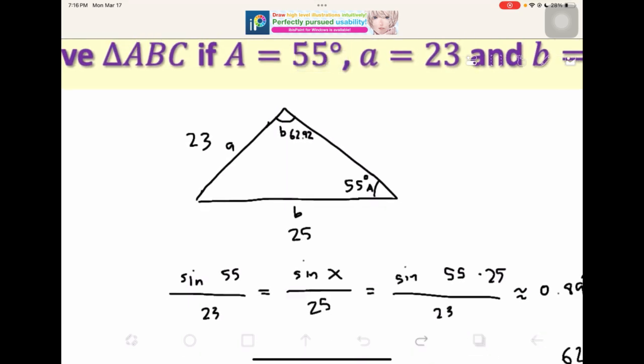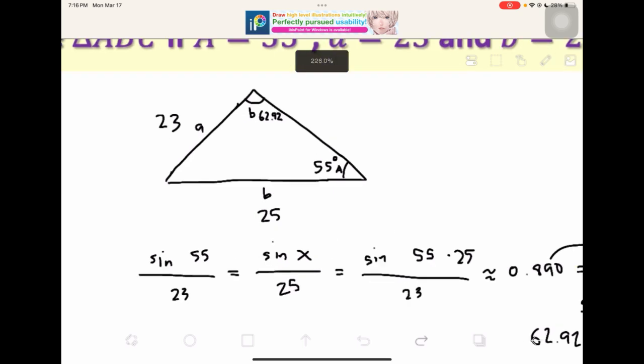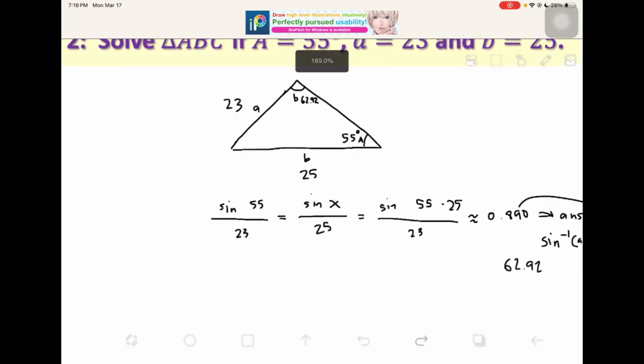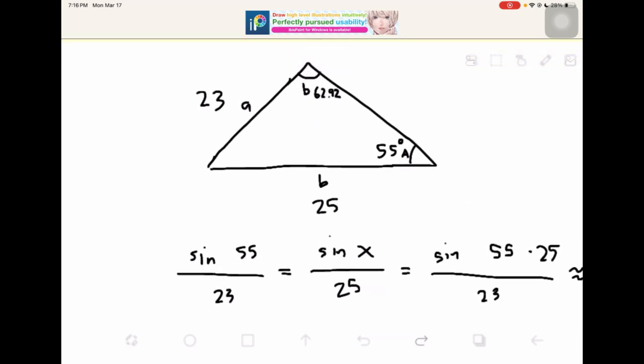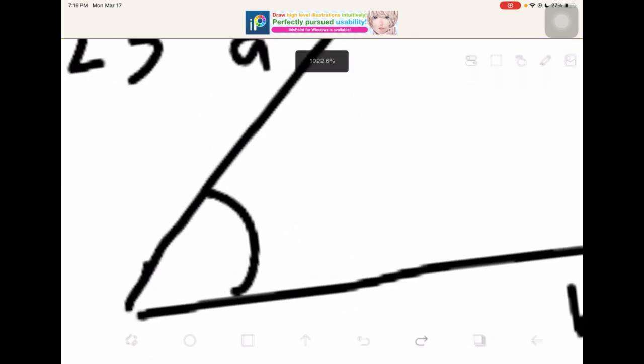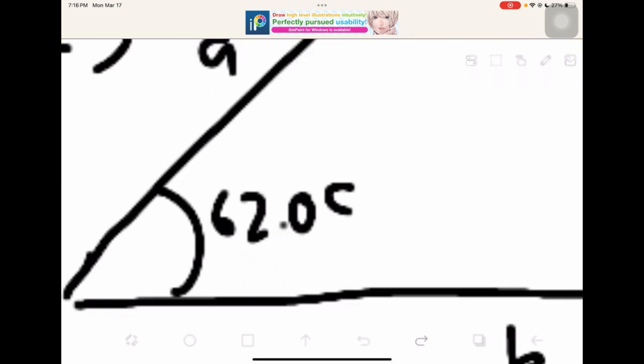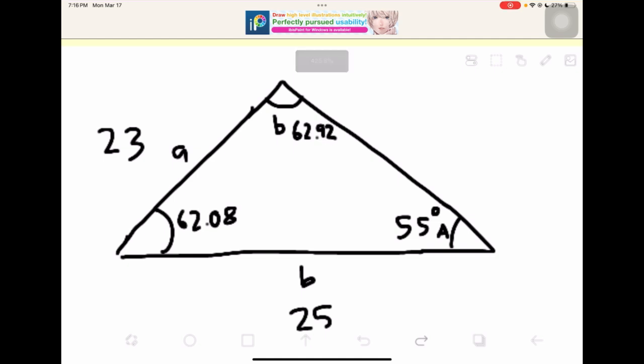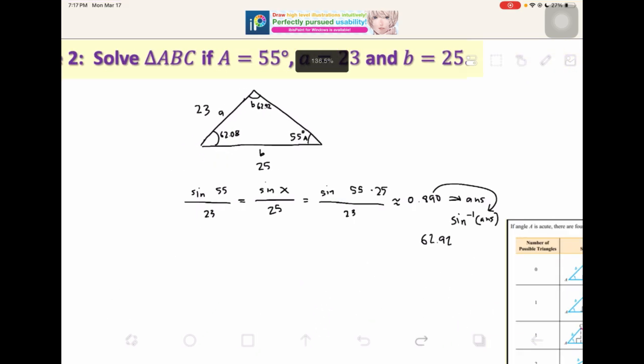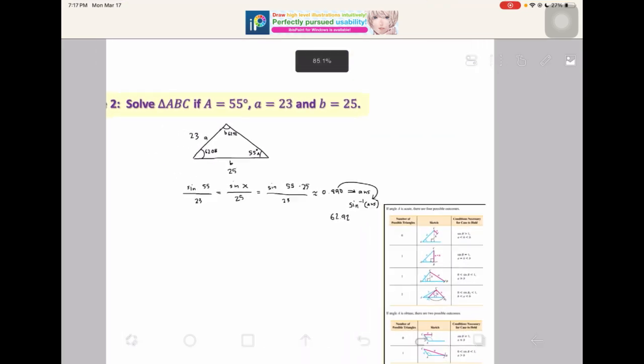Now, what can we do from here? Well, first and foremost, we can solve for angle C, which is just an approximate value. So 62.92 plus 55, and then 180 minus that is equal to 62.08. That's our C. Now, what we can do is actually modify this triangle to make it an oblique, and I'll show you that in a little bit.